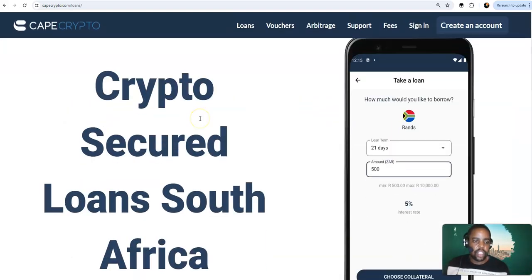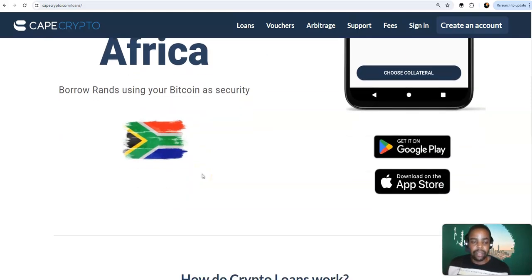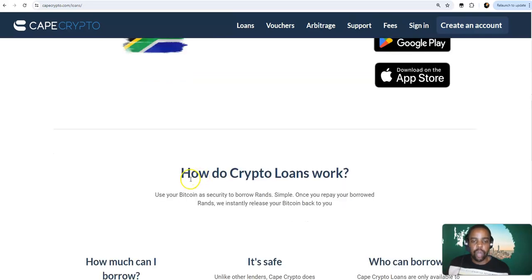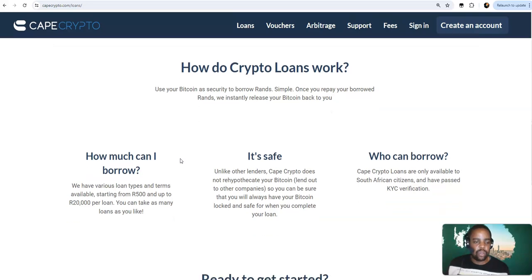Crypto secured loans, South Africa. Borrow rands using your Bitcoin as security. They don't talk about dollars. They don't talk about USDTs and so forth. They don't put any emphasis on those major currencies, but just South African rands. How do crypto loans work? It says here, use your Bitcoin as security to borrow rands. Simple. Once you repay your borrowed rands, we instantly release your Bitcoin back to you.